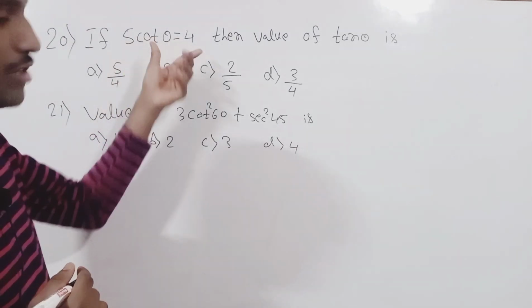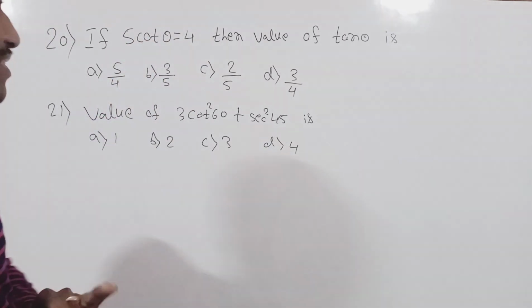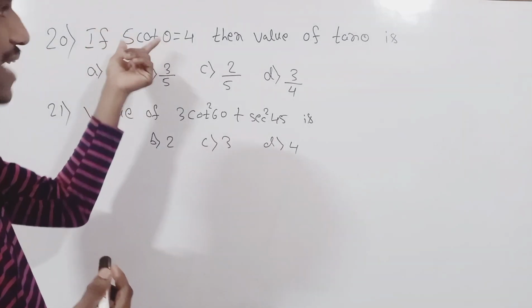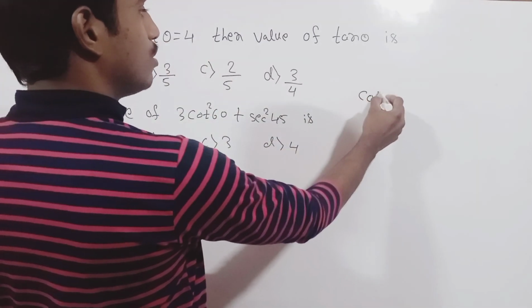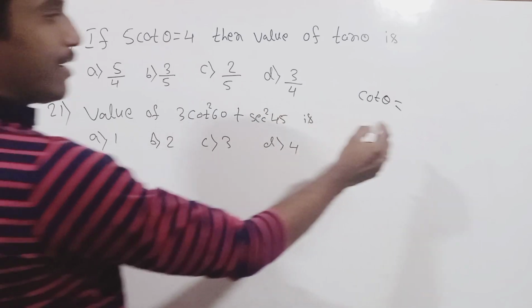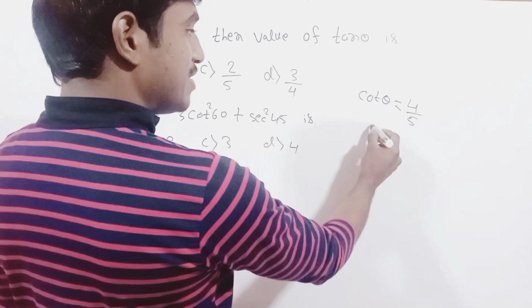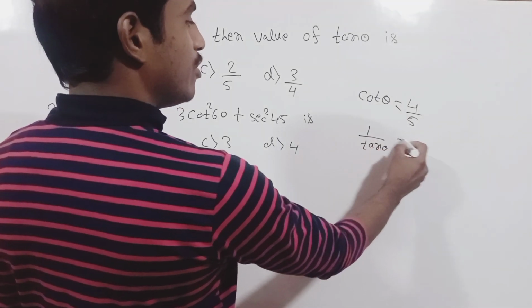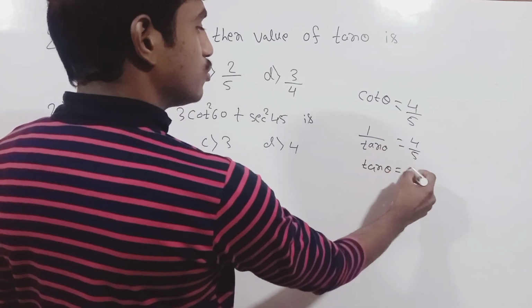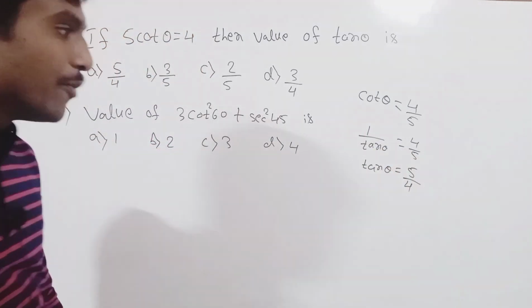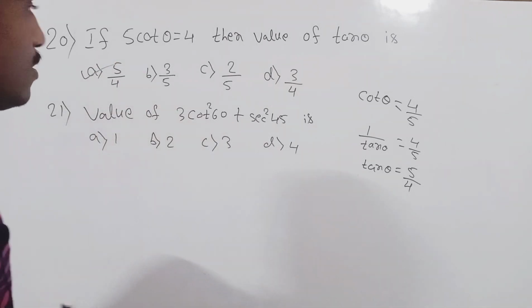If 5 cot theta equals 4, then what is the value of tan theta? So they have given in terms of cot, we need to find the value of tan theta. It's a very simple question. Because tan and cot are reciprocal, from this we can write cot theta will be equal to 4 by 5. So cot theta means 1 by tan theta will be equal to 4 by 5, and if you take the reciprocal here, tan theta will be equal to 5 by 4. So the answer is option A, which is 5 by 4.